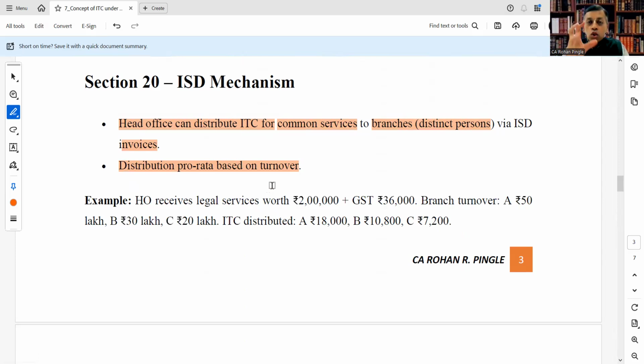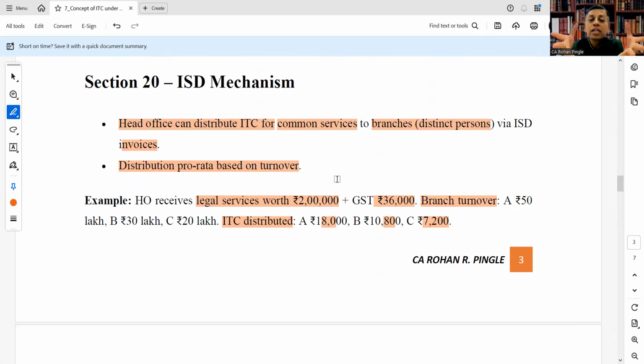Let's see an example. HO receives legal services worth rupees 2 lakhs plus GST 36,000. Branch turnover is, A 50 lakhs, B 30 lakhs, and C 20 lakhs. Then ITC distributed would be in the ratio of 50, 30, 20. That is 18,000, 10,800, and 7,200. Total comes to rupees 36,000. Hope you are clear, because we are also going to the examples, practical examples.